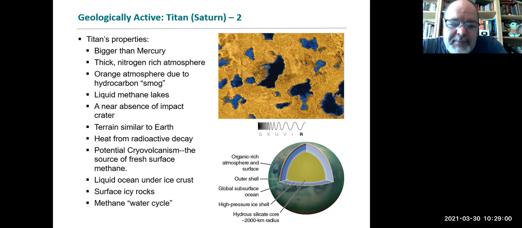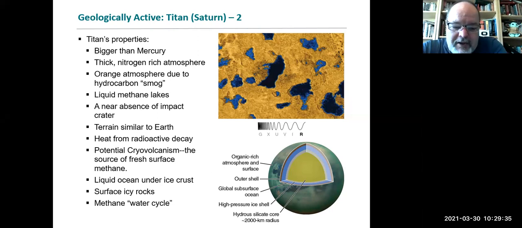It's nearly absent of impact craters, which means its surface is definitely being turned over and changed rapidly. The terrain is similar to Earth. It has heat from radioactive decay. It has potential cryovolcanism, which is the source of the fresh surface methane. Methane tends to run out, and in order for you to maintain a methane percentage in an atmosphere, you normally have to have a source. So that's what they're talking about here. They suspect cryovolcanism is the source that's keeping the methane levels high. Your book talks about how methane levels dissipate normally.